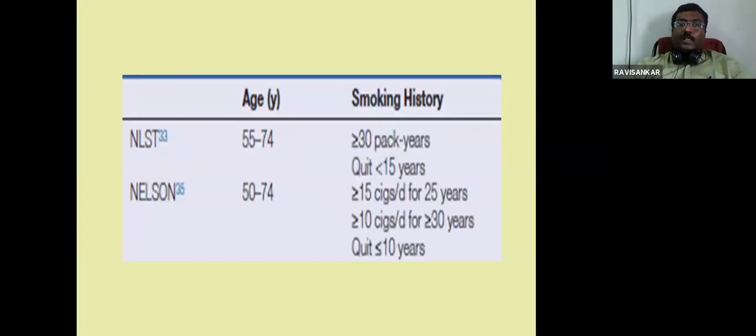Now, coming to lung cancer screening, there are two criteria. The NLST, National Lung Screening Trial, shows that patients between 55 to 74 years, with greater than 30 pack-years, who quit less than 15 years ago are candidates for lung cancer screening.